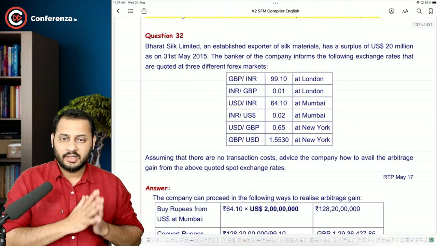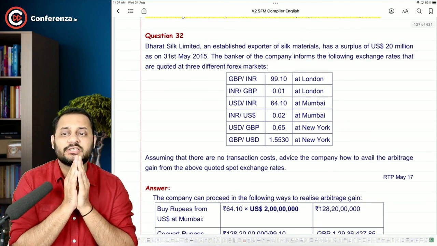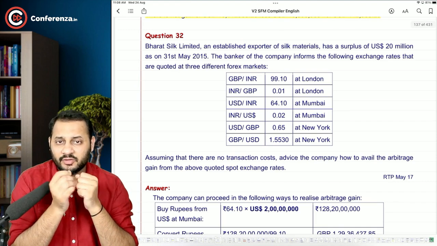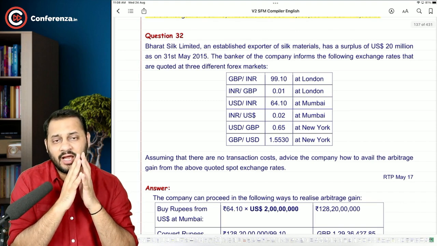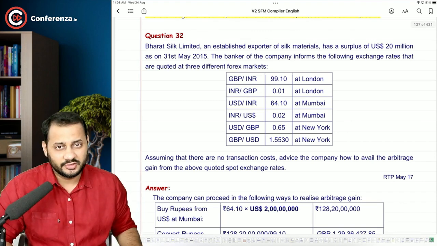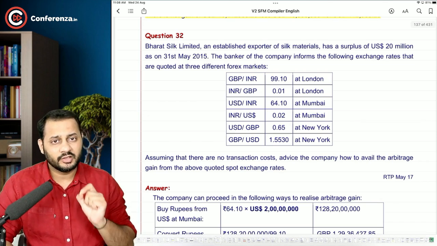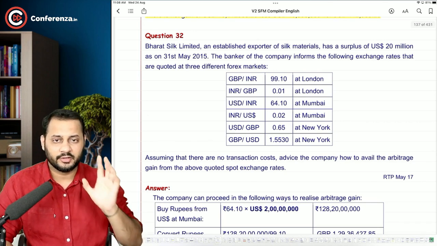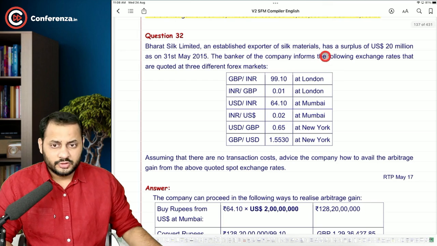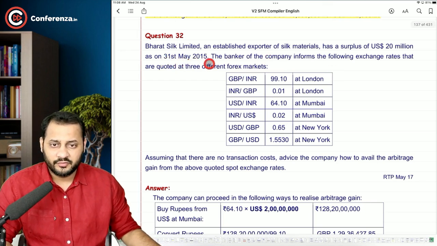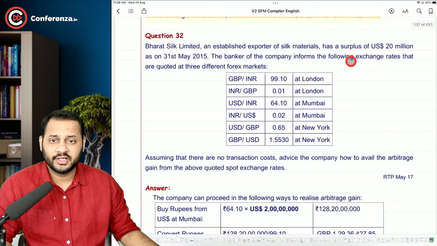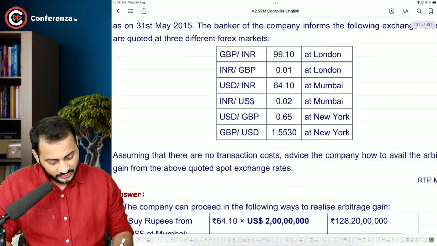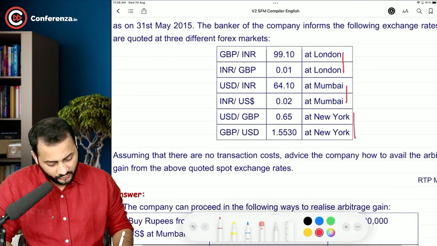Bharat Silk Limited, an established exporter of silk material, has a surplus of $20 million. So what exactly they have is the dollar. In case we have to do some arbitrage with these dollars, we need to make sure that one of the quote rates should include dollar in that. Okay. So as of 31st May 2015, the banker of the company informs the following exchange rates that are quoted at 3 different forex markets: London, Mumbai, New York.